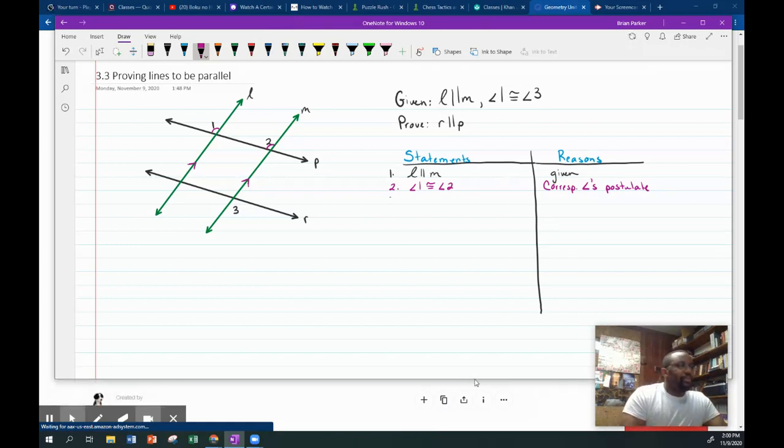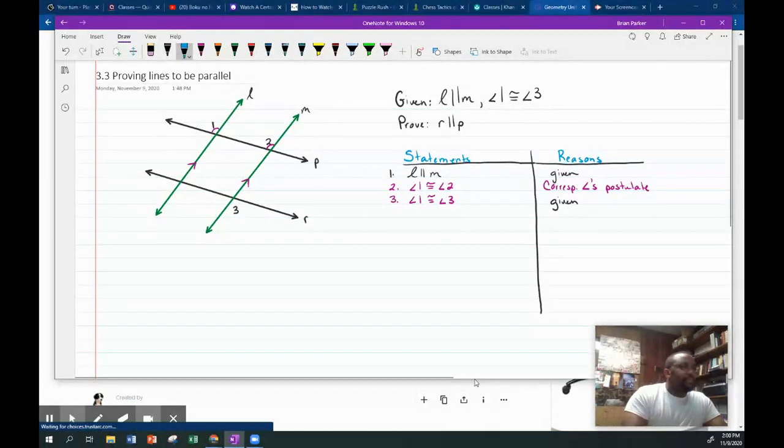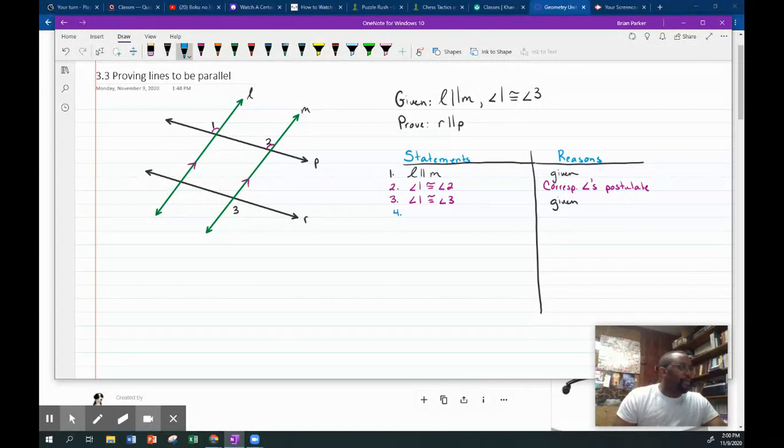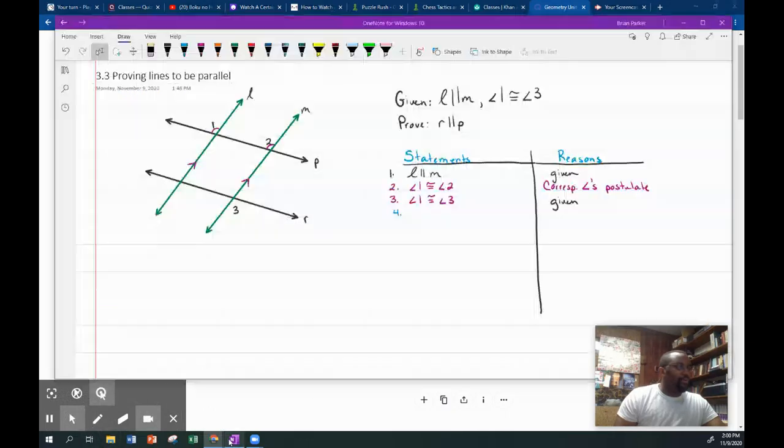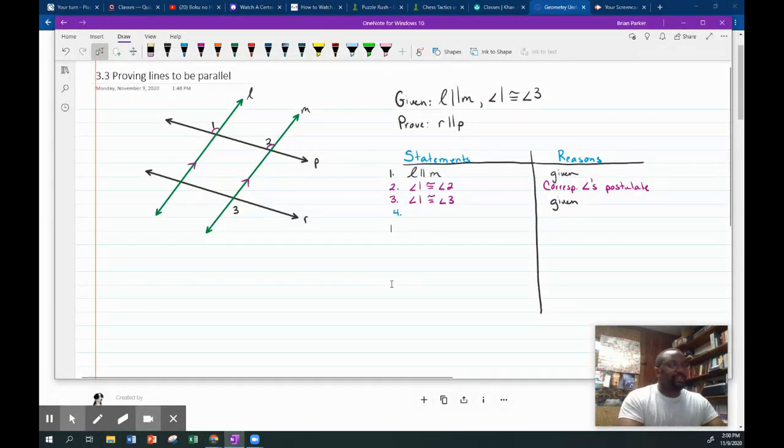Well, I also know, according to the information, that angle 1 is congruent to angle 3, right? And how do we know that? Well, that's a given. So that's not impressive. That's a given. But now that we know that's the case, and I'm going to switch colors up now, what's the next thing we can say since angle 1 is congruent to angle 3? Well, we can't forget our other postulates and theorems and other definitions and properties that we've learned.